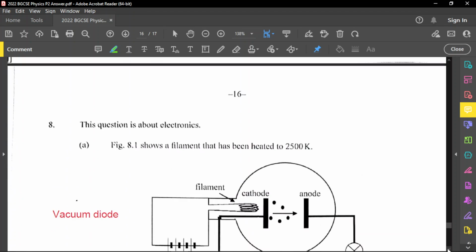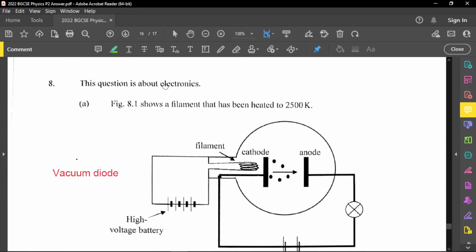Now we're on to our final question. This question is about electronics. Figure 8.1 shows a filament that is heated to 2,500 Kelvin. And a point to note is that this device here is what they call a vacuum diode. A diode because it has only two electrodes, which are a cathode and an anode. If there was a third electrode, then this would be a triode.